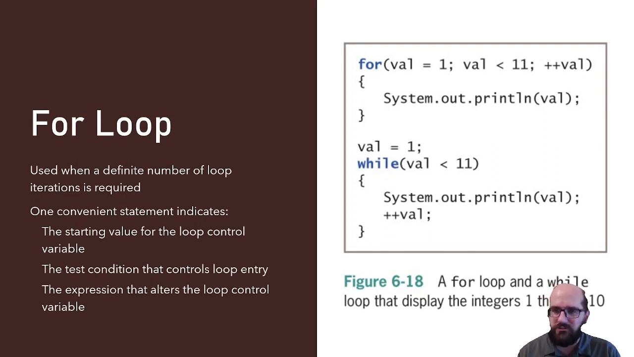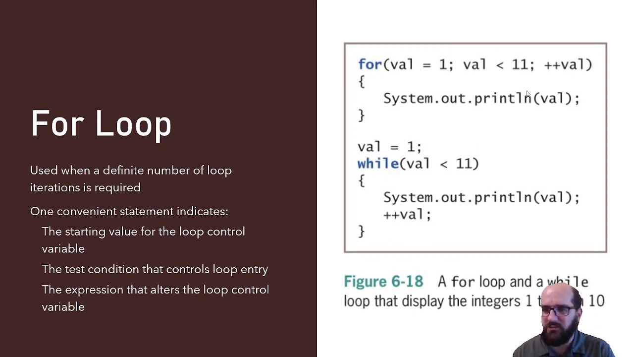There are 3 statements in one statement. There's the loop control variable, declaration, and assignment. There's the test condition, and then there's the expression that alters the loop control variable. In the loop control variable you see here, we have value is assigned 1, value is less than 11, and we're going to prefix our value. So we're going to add 1 basically before we even step in anywhere.